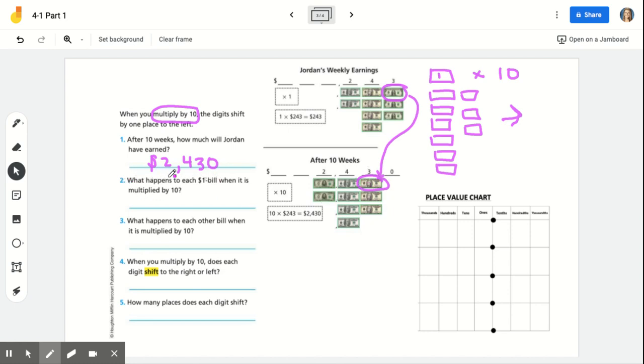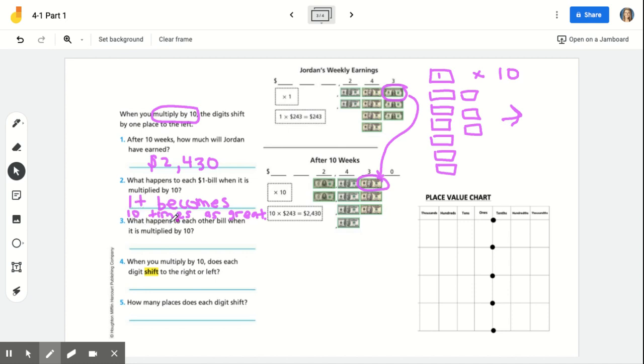What happens to each $1 bill when it is multiplied by 10? It becomes 10 times as great. Go ahead and write that into the book with me. It becomes 10 times as great. A $10 bill is 10 times as much as a $1 bill. And the same goes for all the other currency and the other place values.